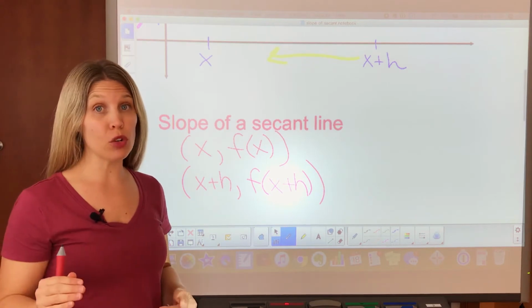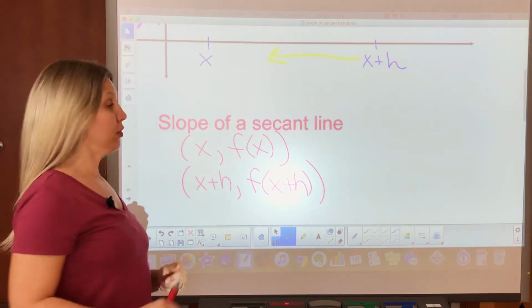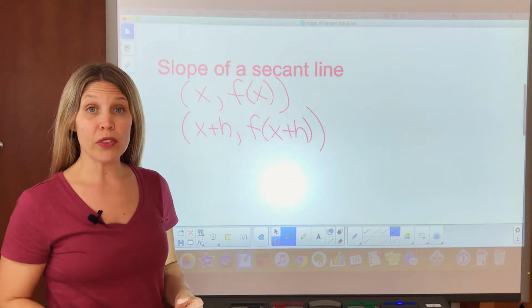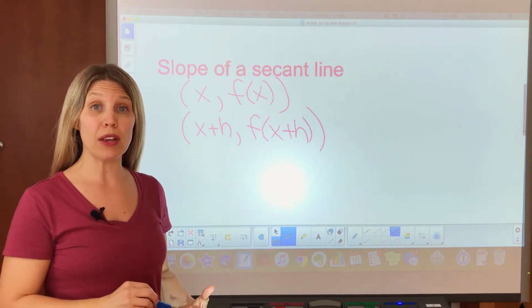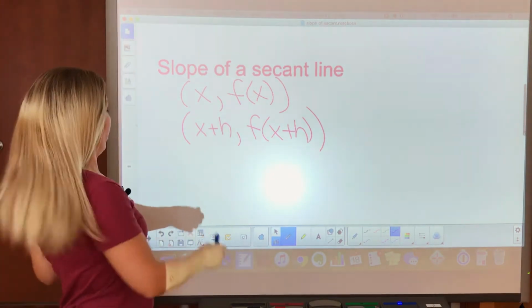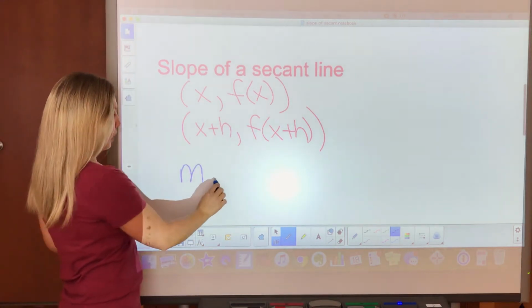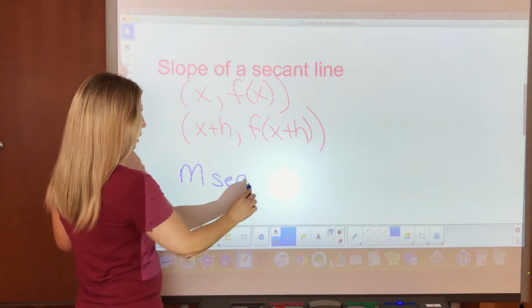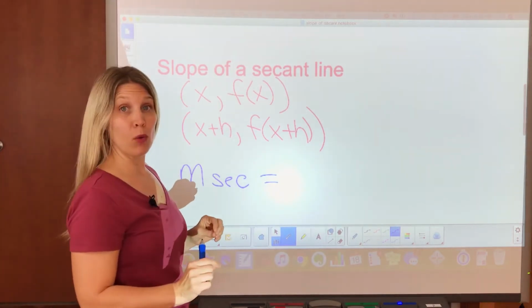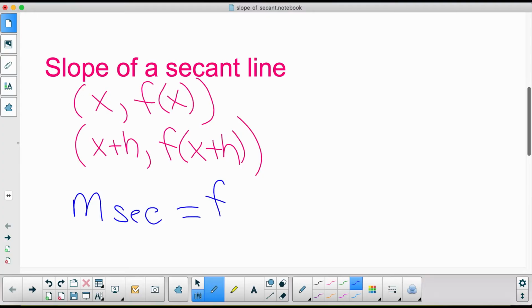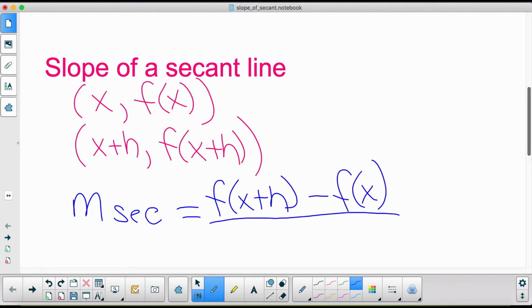Slope is the change in your y value over the change in your x value. So the slope of the secant line is the change in your y value over the change in your x value. So again, m stands for slope. The slope of that secant line is the change in my y value, so I'm going to use f of x plus h minus f of x. Those are my y values, all over the change in my x values, x plus h minus x.